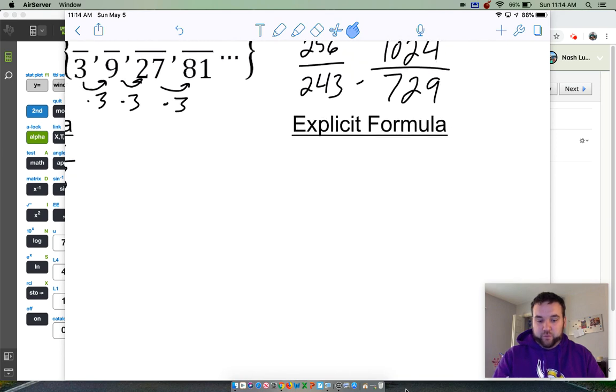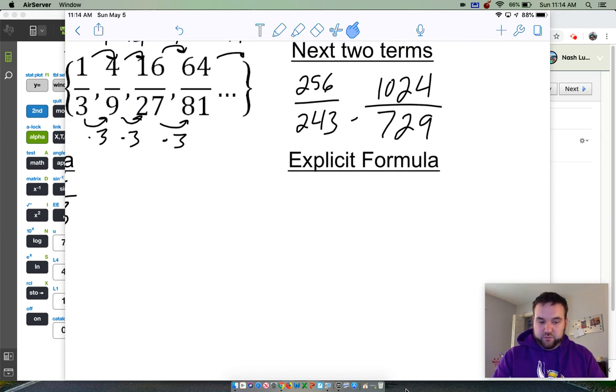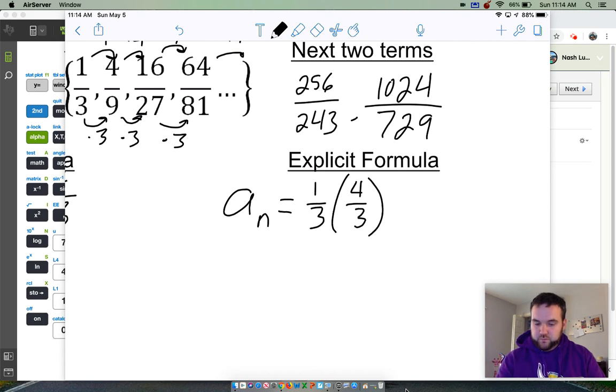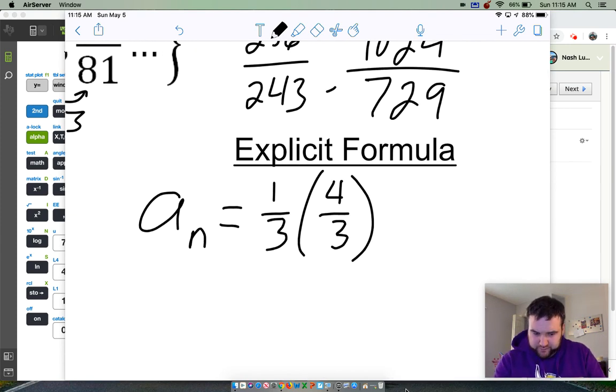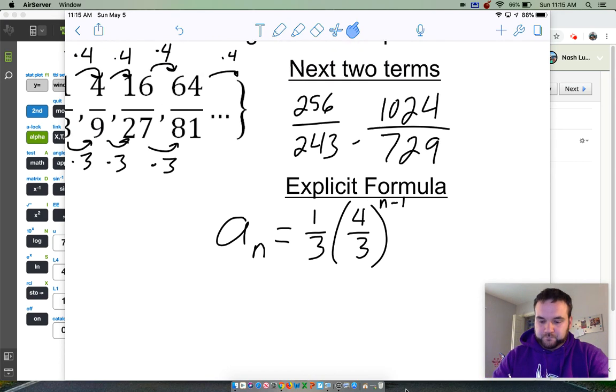The explicit formula, on the other hand, is a little bit more in depth. We would say to get the nth term, you're going to start at 1/3, which is a sub 1, and you're going to multiply by 4/3 over and over and over again, times 4/3, times 4/3, times 4/3. And we know that if we want to find the nth term, we need to multiply by 4/3 n minus 1 times. So n minus 1 is our exponent there.